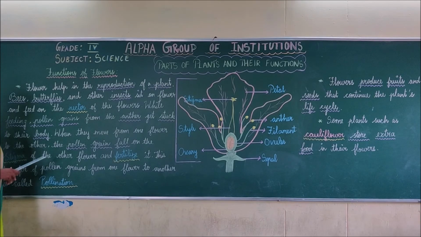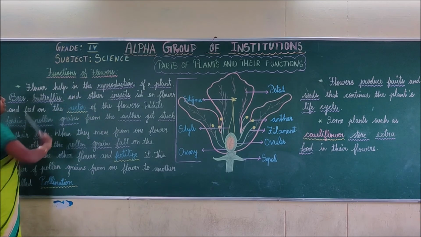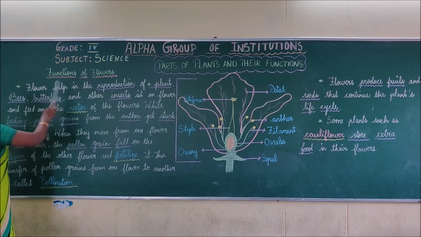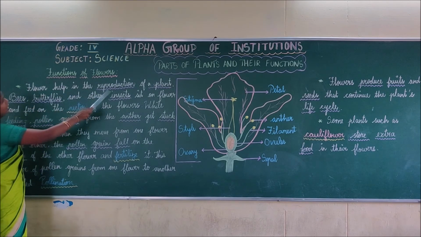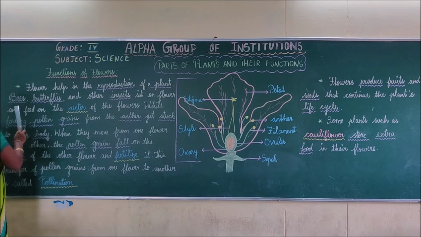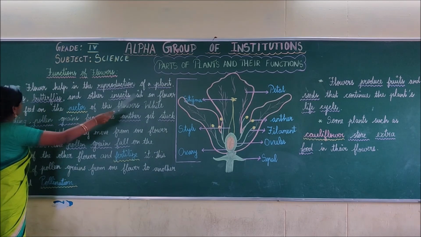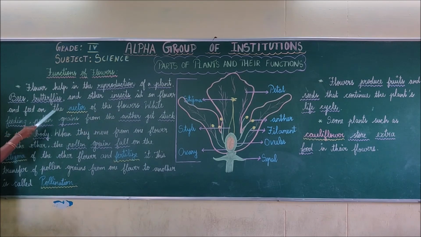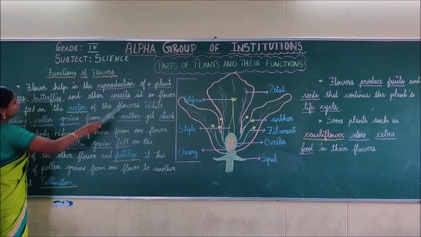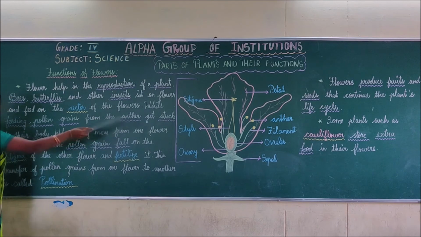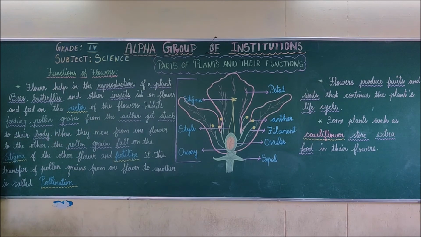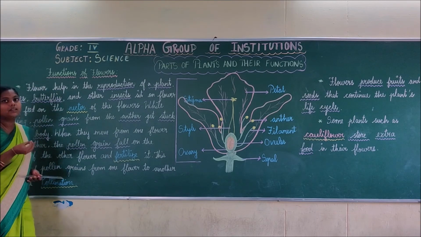Now we are going to see the functions of flowers. Flowers help in the reproduction of a plant. Bees, butterflies and other insects sit on the flower and feed on the nectar of the flower. While feeding, pollen grains from the anther get stuck to their bodies. So what is said here, students? That the flower is the reproduction part of the plant.